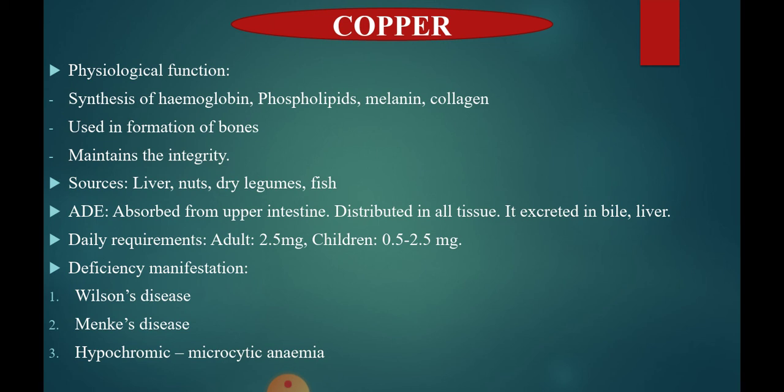Menkes disease is characterized by skeletal malformation, mental retardation, defective thermoregulation and hypochromic microcytic anemia. It takes place in milk-fed infants due to deficiency of copper. Deficiency of copper may also cause atrophy in the myocardium.